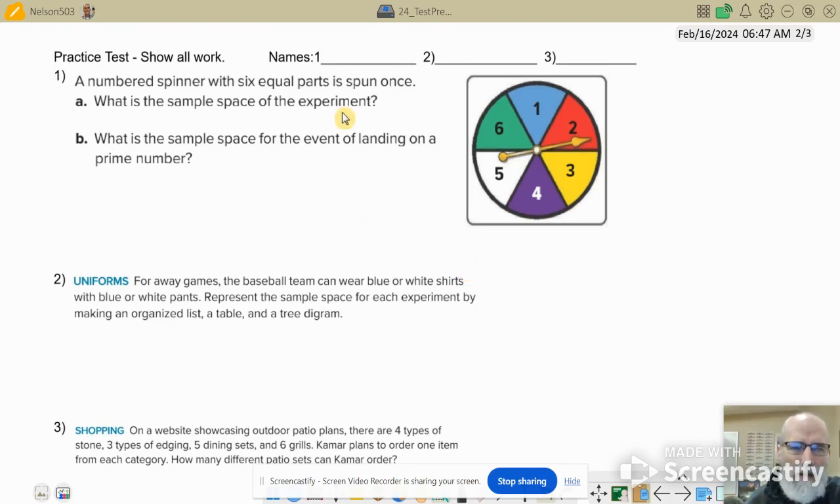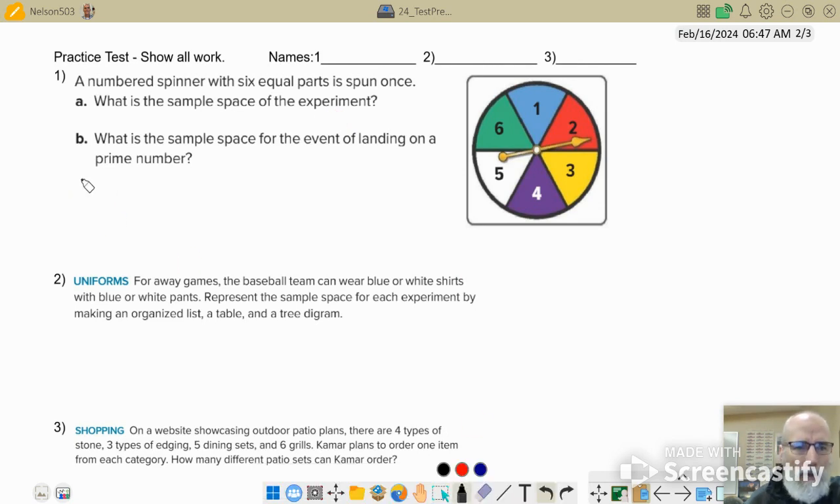What is the sample space of the experiment? Here's what they want you to do. They want you to put a little curly bracket down, which is a way of saying, hey, I've got a set of things. And you can see what the spinner can land on. It's 1 through 6, right? So 1, 2, 3, 4, 5, 6. What is the sample space?